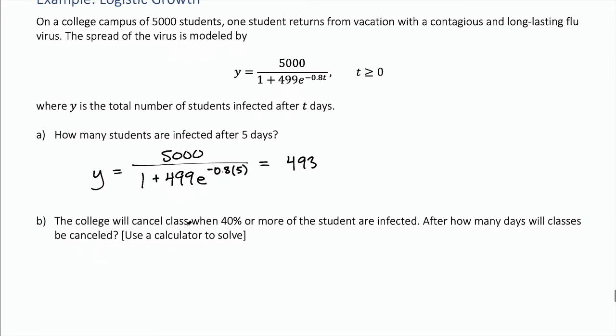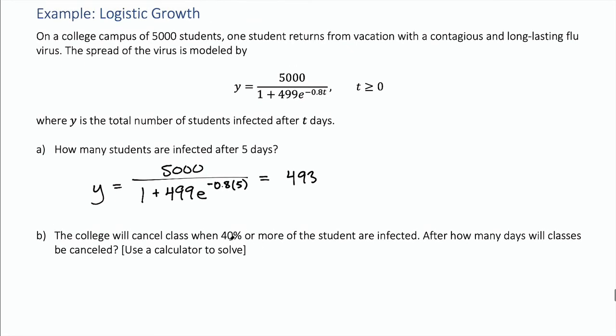For Part B, the college will cancel class when 40% or more of the students are infected. After how many days will classes be canceled? So 40% infected, that's 40% of the 5,000 students. Let's first figure that out. That's 0.4 times 5,000, and that's 2,000. Once 2,000 students are infected, they're going to shut down classes.